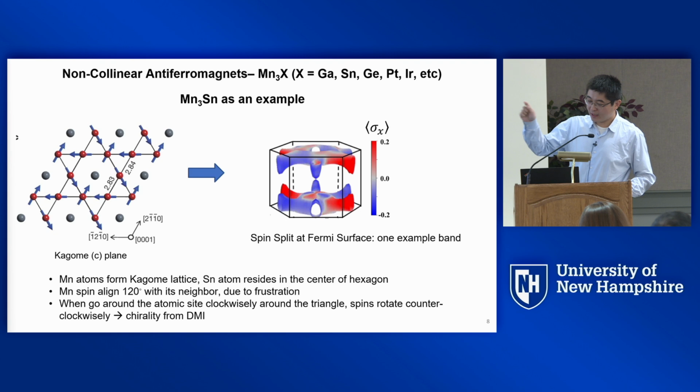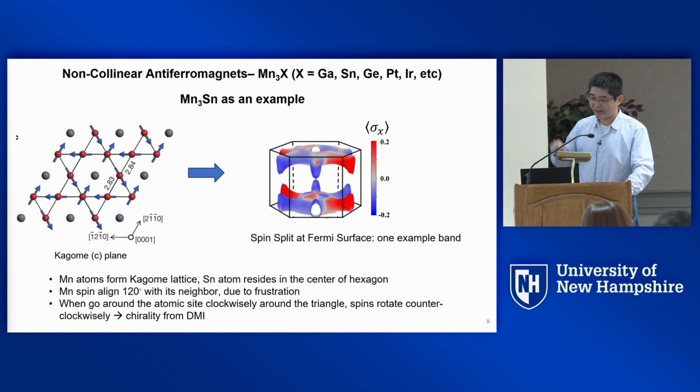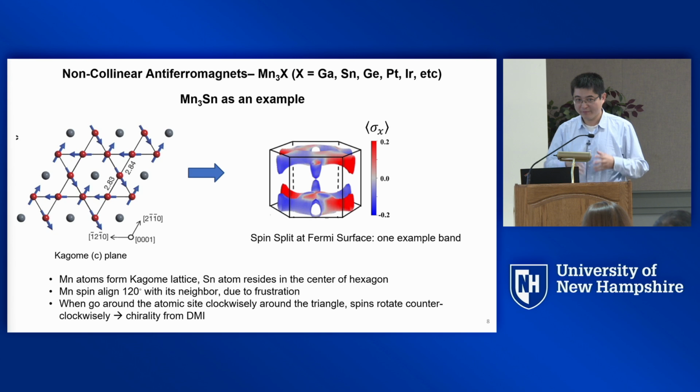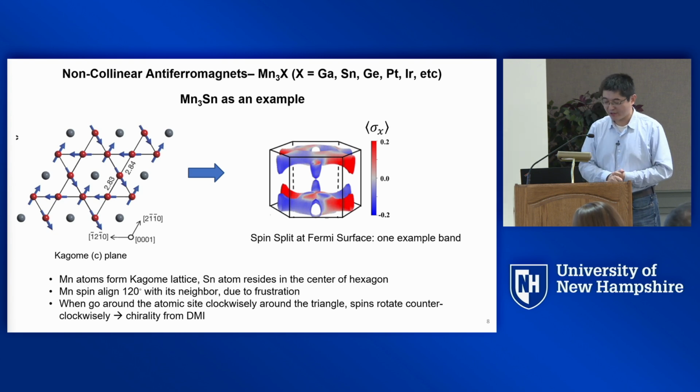At the same time, this kind of 120 degrees rotation from one spin to the next has a fixed chirality. That's because of the Dzyaloshinskii-Moriya interaction. So this is the real space spin texture of this non-collinear antiferromagnet.